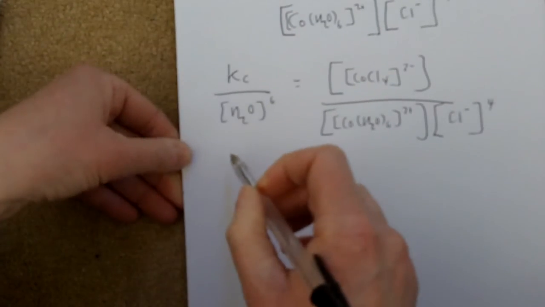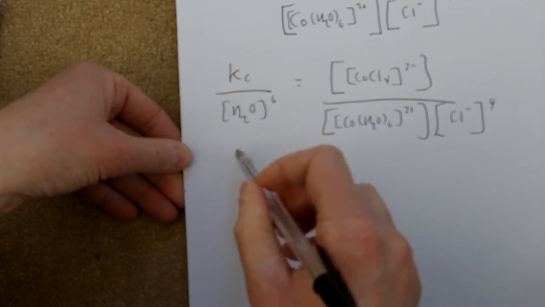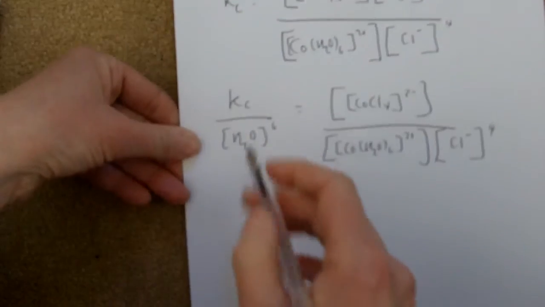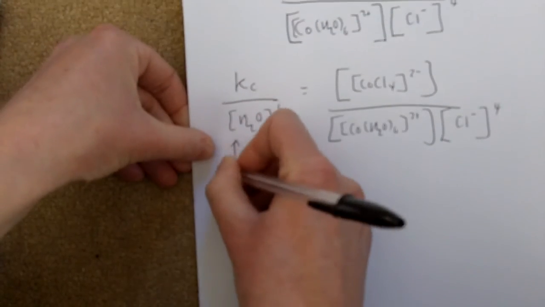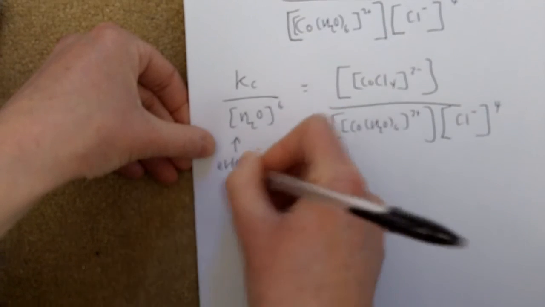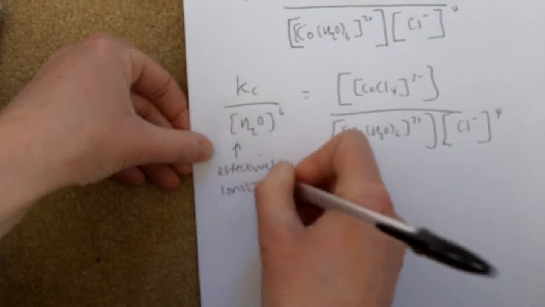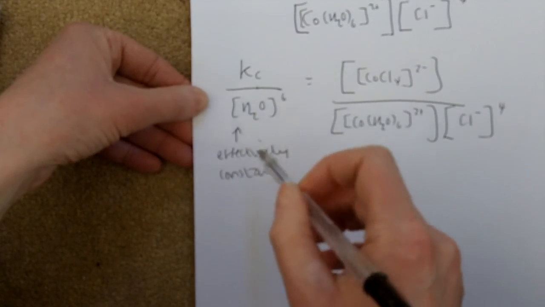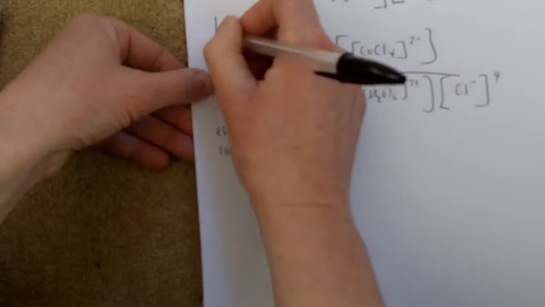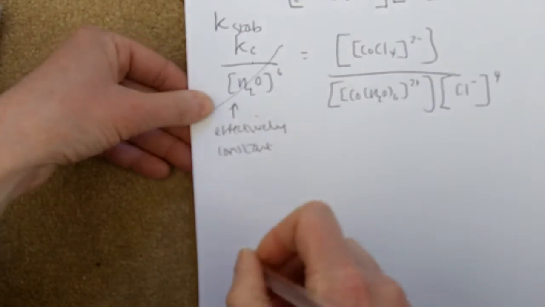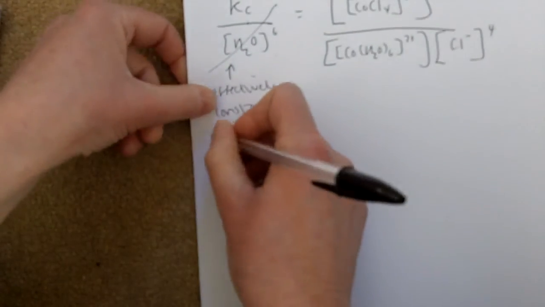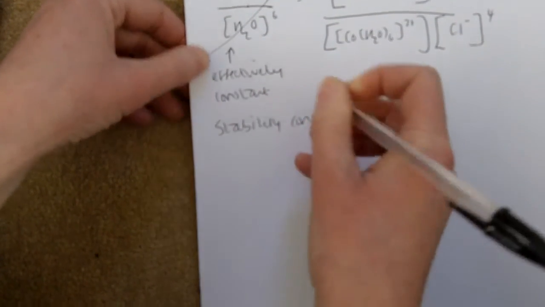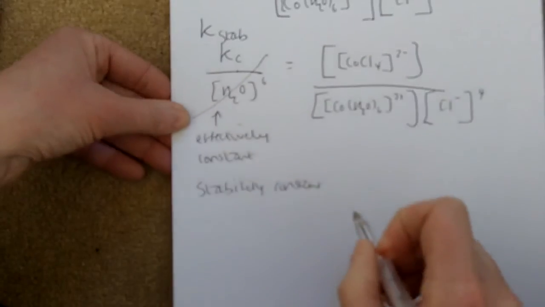Now because we've got a lot of water, this is all aqueous, there's lots of water. The concentration of the water is effectively constant. If you add a little bit more, it doesn't make any difference. So this is a constant divided by a constant. So we're going to call that K stab. Give it a new name. K stab is called the stability constant, and K stab equals all of that.